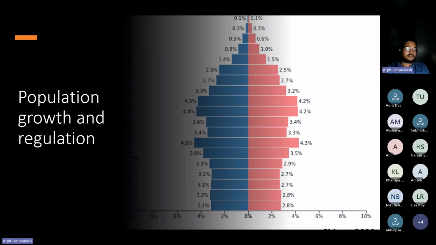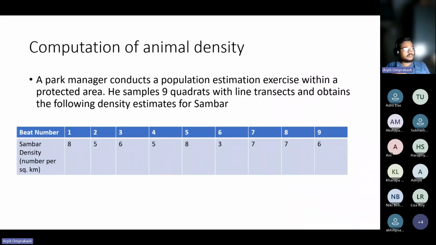So next we'll look at population growth and regulation. Here, sir talked about a few questions and how we can work out a few things. Let's say, using these sampling data, how can we compute the density of animals? So here we have a question. A park manager conducts a population estimation exercise within a protected area. He samples 9 quadrats with line transects and obtains the following density estimates for sambar.